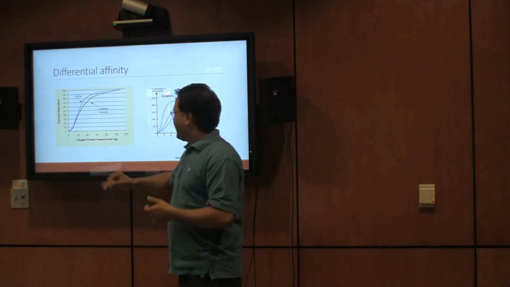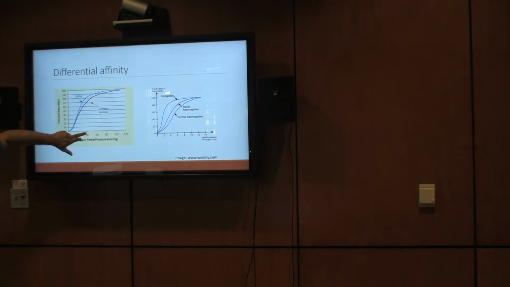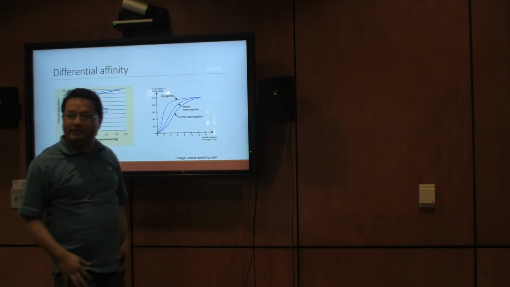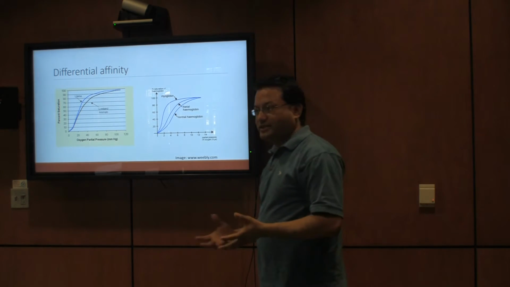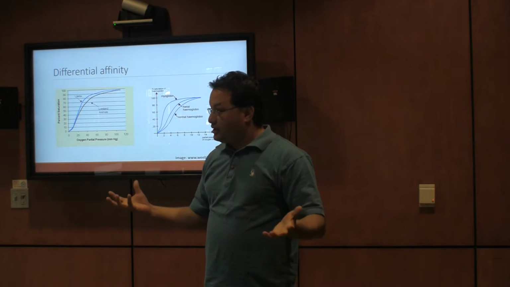But if you look at what happens in the 40s for the lowland animals and what happens in the 40s for the llamas, for the lowland animals, if the saturation is 70, for the same 40 mmHg, the saturation for the llamas would be around 90. So even with the low level of oxygen in the atmosphere, they can have a good concentration in their blood.